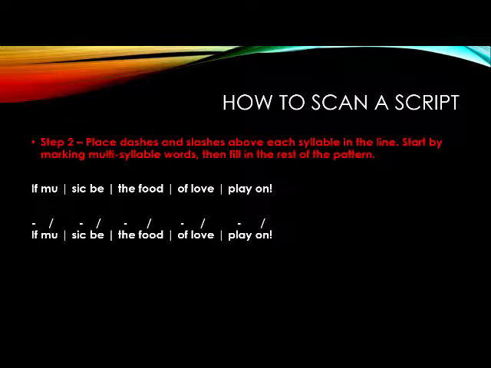If music be the food of love, play on. Yeah, that sounds pretty good. Or I could do it the other way. I could erase all of that, find my two or three syllable words, and go ahead and mark those. So music. Where's the loud syllable? Mu. Music. So I'm going to put my upright or my loud mark over mu and a soft mark over zik. I don't have any other multisyllable words in this line, so I fill in the rest of the pattern and see if it works, and yep, turns out, sure it does.